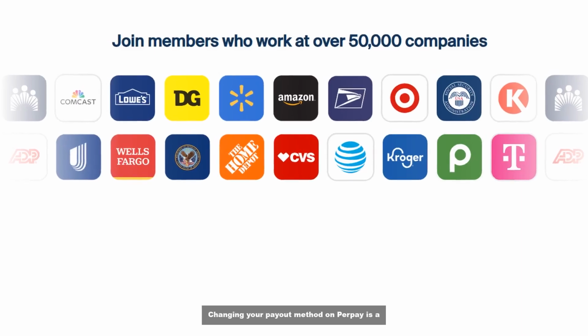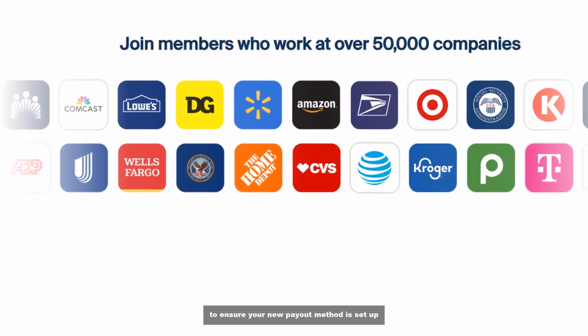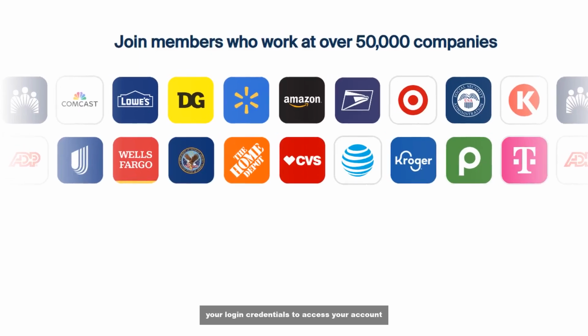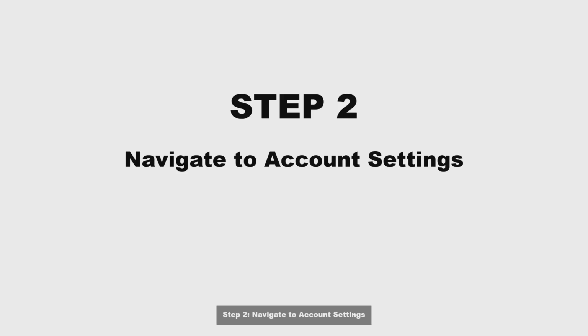Changing your payout method on Perpay is a straightforward process. Follow these steps to ensure your new payout method is set up correctly. Step 1. Log into your Perpay account. Access the Perpay website or app and enter your login credentials to access your account dashboard. Step 2. Navigate to account settings.